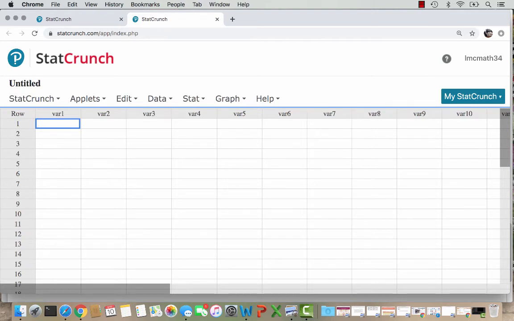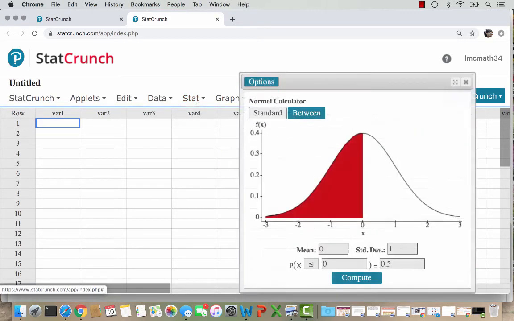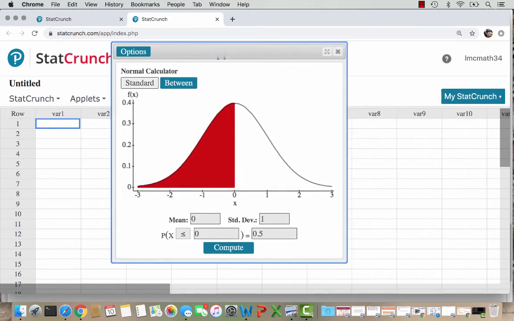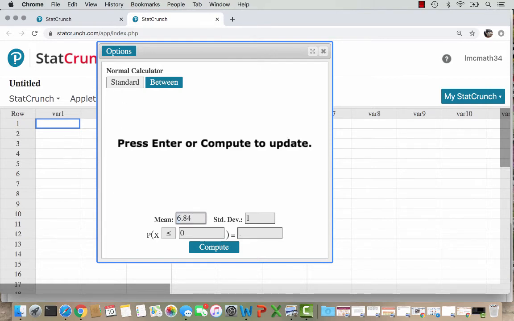I don't need to have a data set, so I can click open StatCrunch and have a blank file like this. And then I go to Stat, Calculators, and there are calculators for all the different shape distributions that are common in statistics. In our class, we focus mostly on the normal distribution because that's the most commonly used distribution in statistics. I'm going to click on normal, and up comes a graph that will help me find the areas. So I need to put in the mean and standard deviation for this problem. Our mean for the vocabulary test scores of 7th graders was 6.84, and the standard deviation is 1.55.